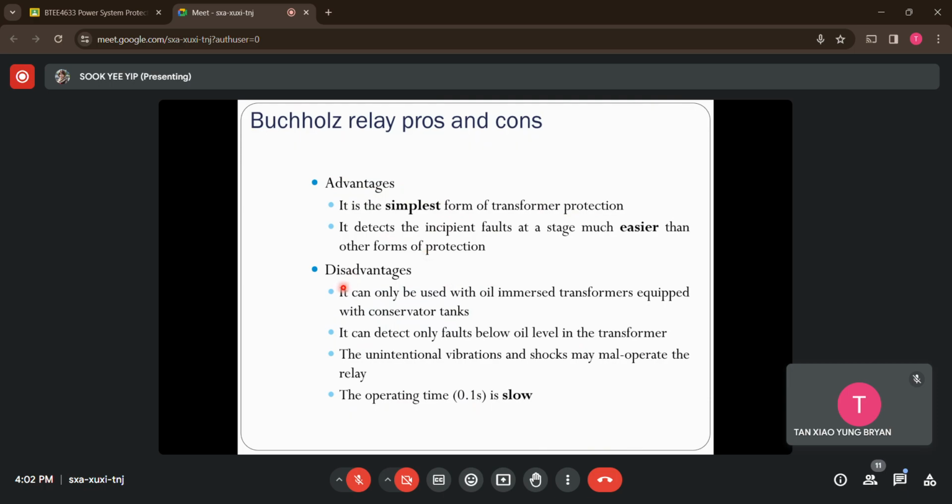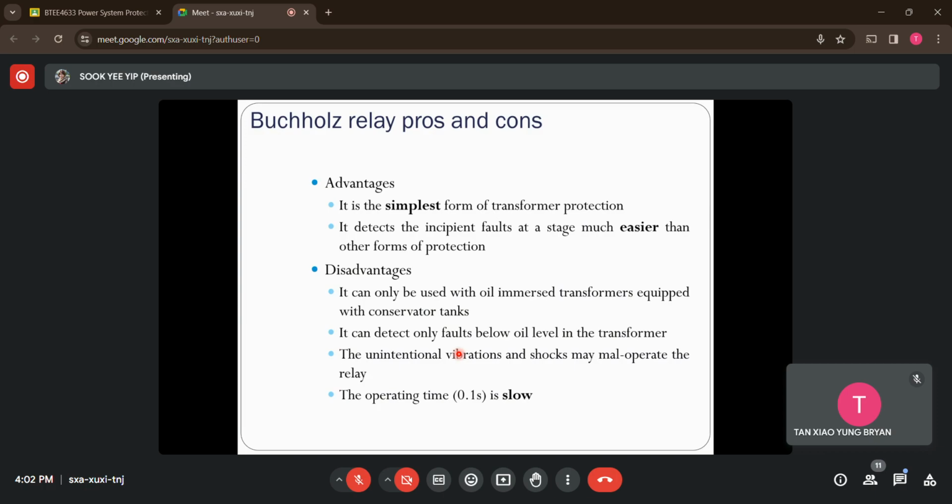The Buchholz relay can only be used if I have an oil-immersed transformer that is equipped with a conservation tank. Remember where it's installed? At the part between the conservation tank and the main tank. If you have a small transformer that doesn't come with a conservation tank, you're unable to apply a Buchholz relay. Another problem faced by the Buchholz relay is that it is only able to detect a fault below its oil level.